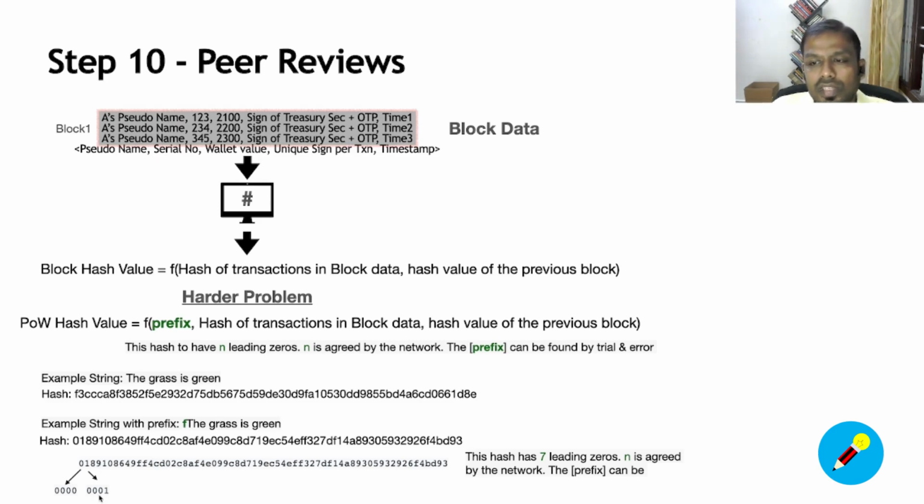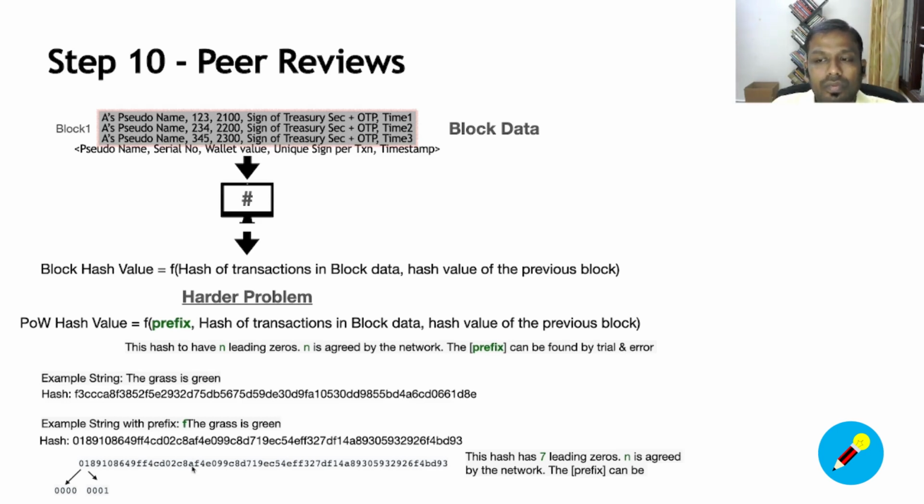Now think about this: you really cannot predict this letter if you want to have a certain number of prefix zeros. Let's say you want to have 8 leading zeros. You just cannot easily predict what letter you need to add. It can be 1 letter or 2 letters or whatsoever, but you just cannot predict it unless you try them out and hash them out.